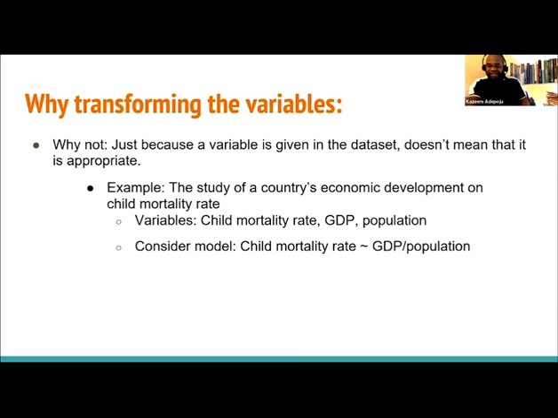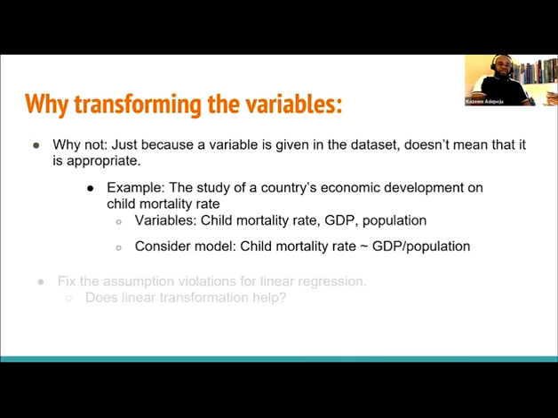Take a look at this. I want to get child mortality rate. Okay, the child mortality rate is equivalent to GDP divided by population. Of course, the GDP divided by population is not going to be the same thing as GDP. It's not going to be the same thing as population. It is something else entirely, which we call the child mortality rate.